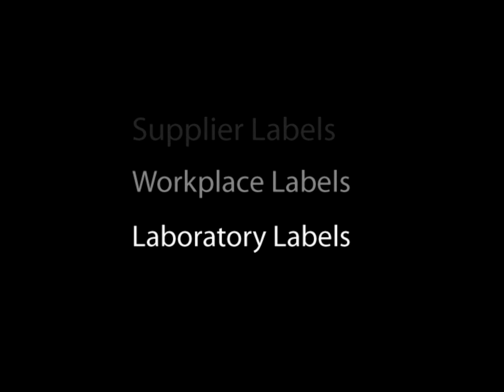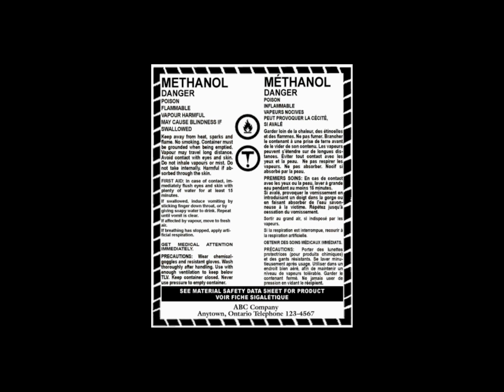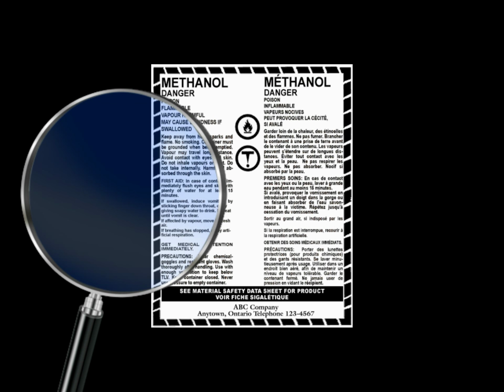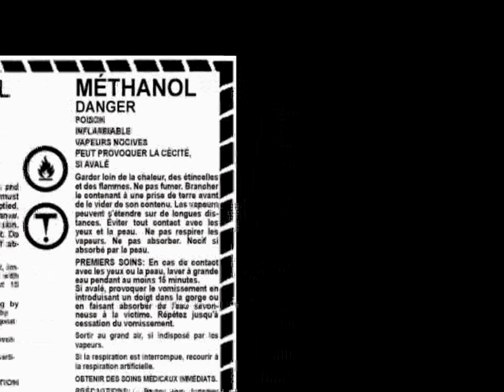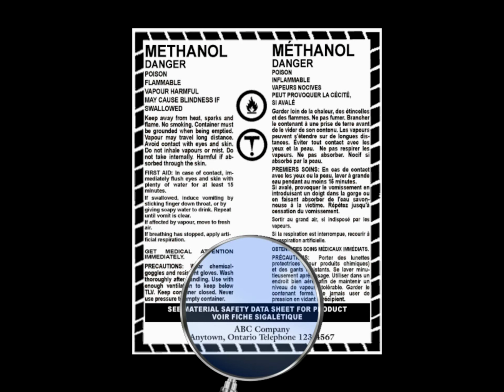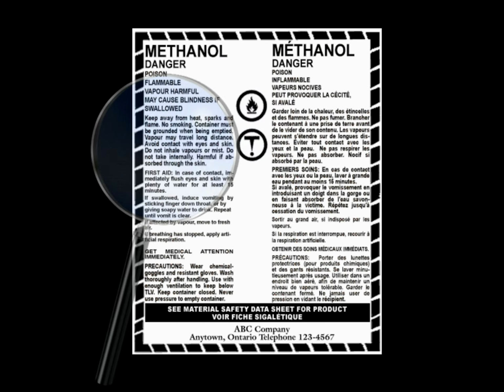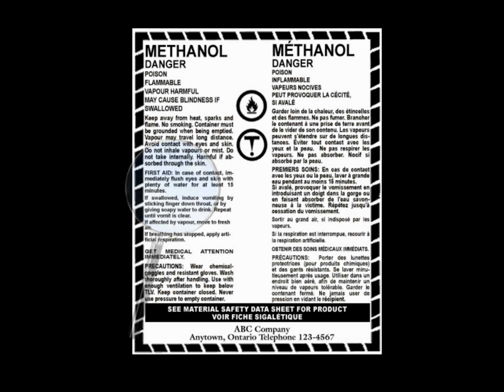There are three types of labels: supplier labels, workplace labels, and laboratory labels. Supplier labels. The supplier label is affixed to the product container by the supplier. The label must be shown in English and French with a distinctive hatched border and contain the following information: product name, supplier name, reference to the material safety data sheet, hazard symbol, risks posed by the product, safety measures to be followed, and first aid measures.